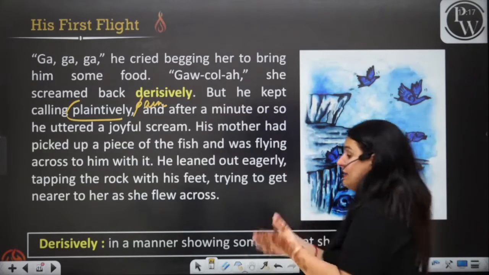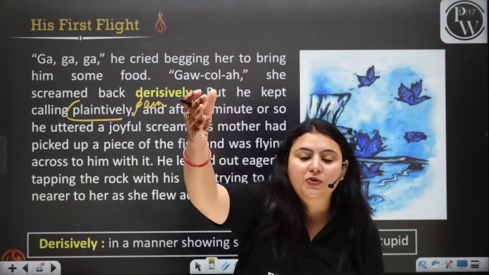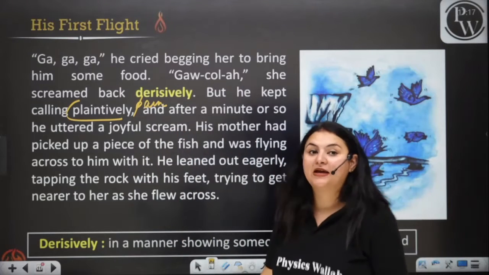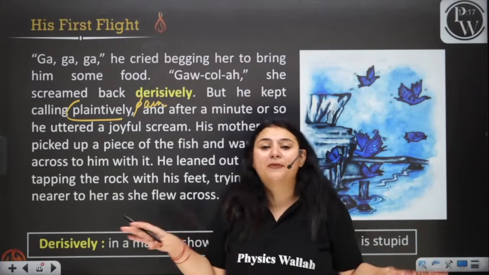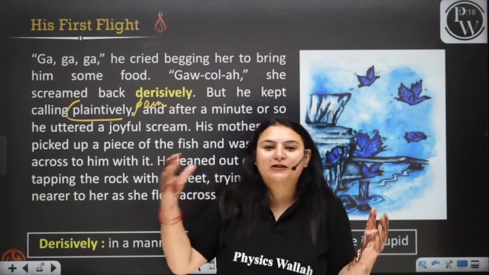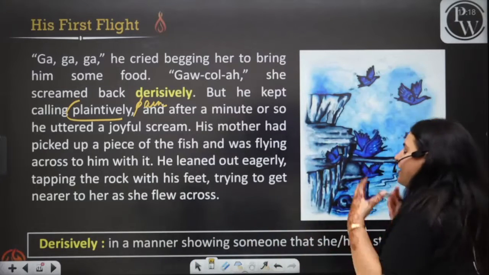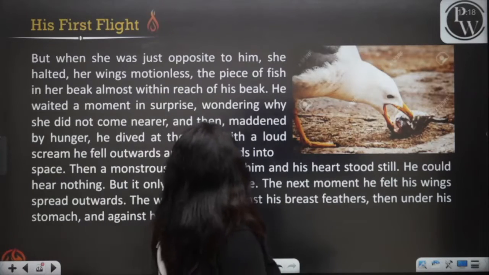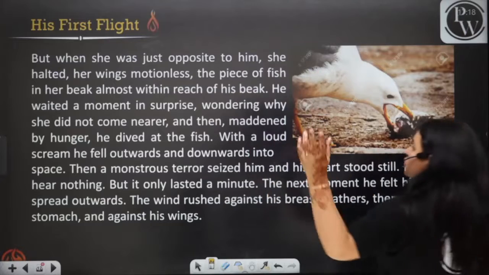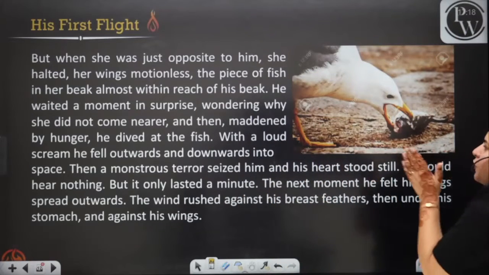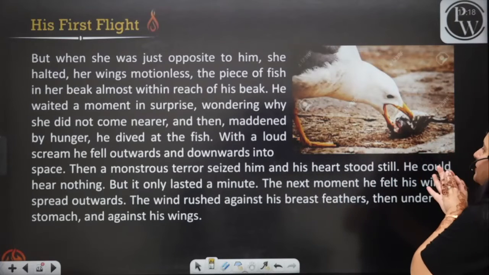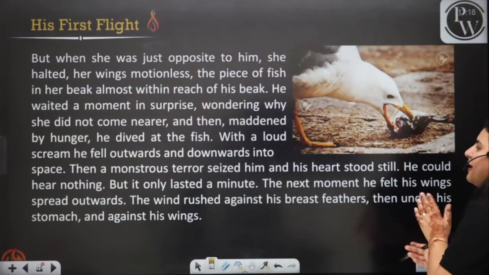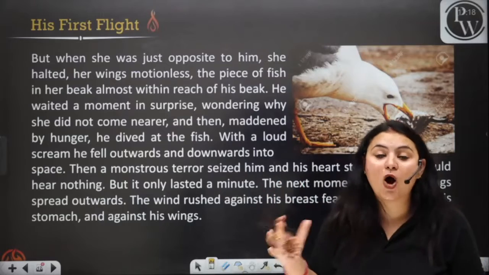And what he did, he leaned out. He was trying to reach his mother. He was just trying to reach the food that she was bringing. And in that order, he was tapping his feet because he was jumping with excitement. Okay, my mother is going to bring me the food. And he was trying to go nearer to her. But when she was just opposite to him, she halted, her wings motionless, the piece of fish in her beak almost within reach of his beak. He waited a moment in surprise, wondering why she did not come nearer, and then, maddened by hunger, he dived at the fish.